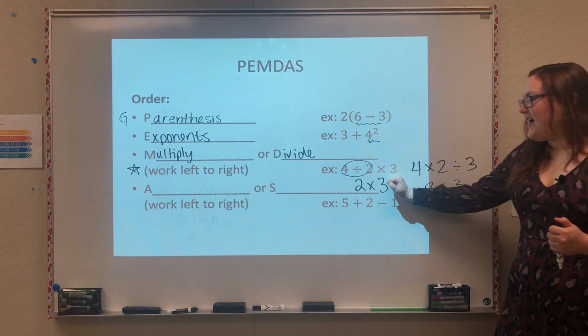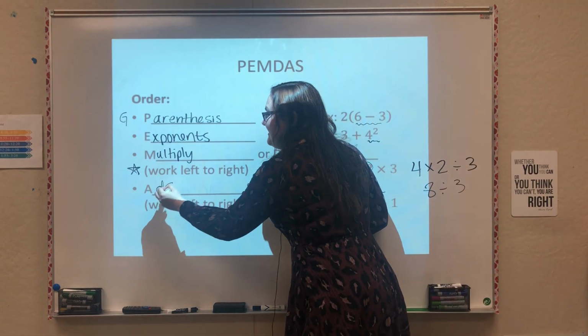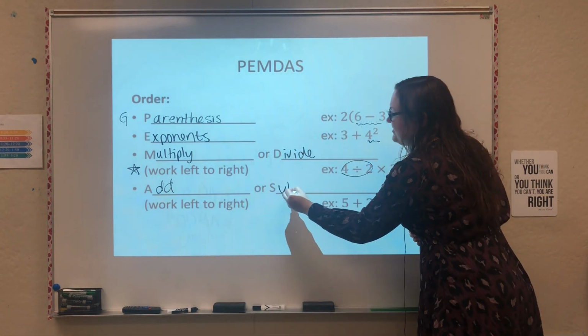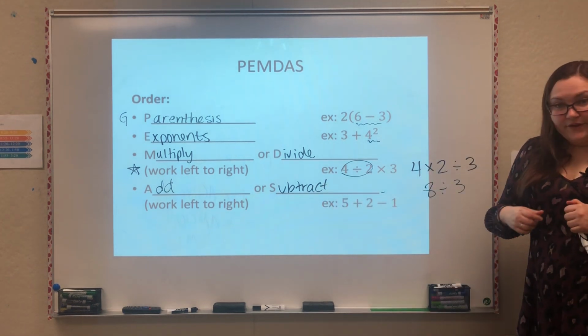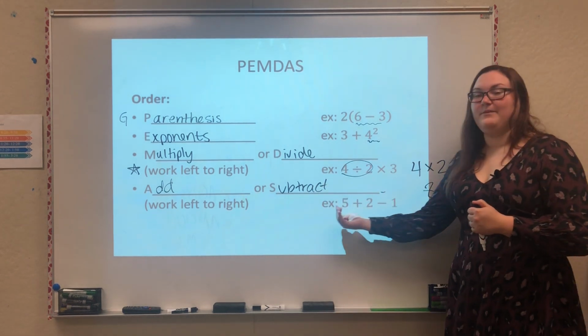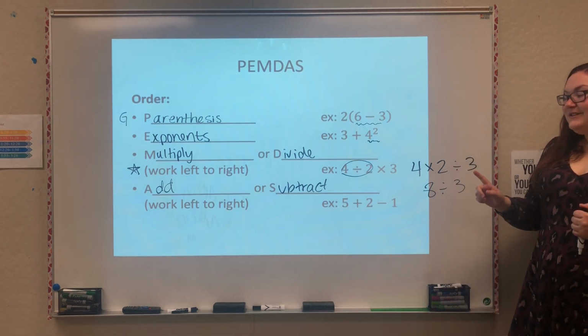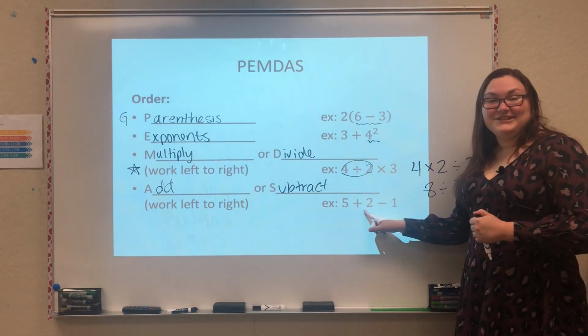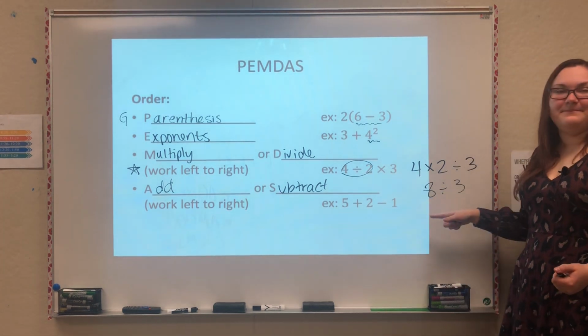These last two are similar. A and S stand for addition and subtraction. The idea is the same. If you have both of those in a problem, you're going to work from left to right. So in this problem right here, the first thing I would do would be that addition. I would get an answer, and then I could finish with that step by subtracting.